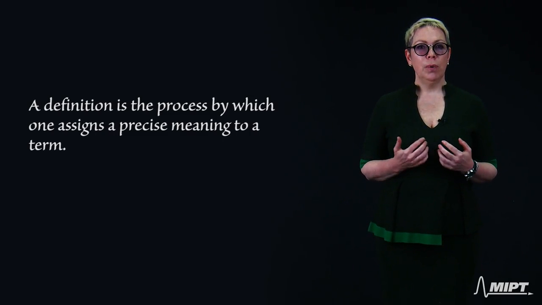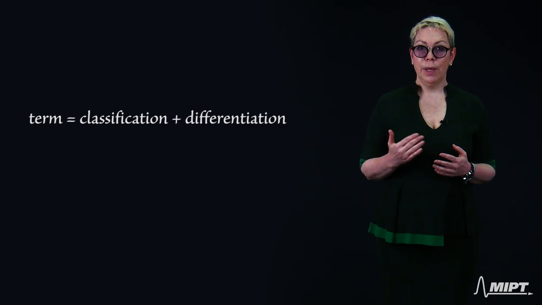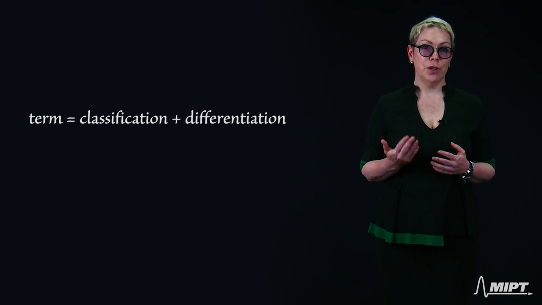In technical writing, a definition is the process by which one assigns a precise meaning to a term. To define a term, it must be placed into a classification and then differentiated from other terms in that same classification. The format for technical definition is straightforward and works like this. Term is classification plus differentiation.